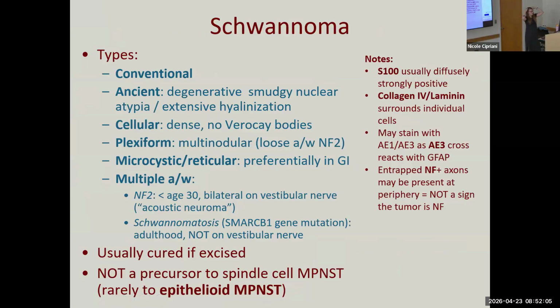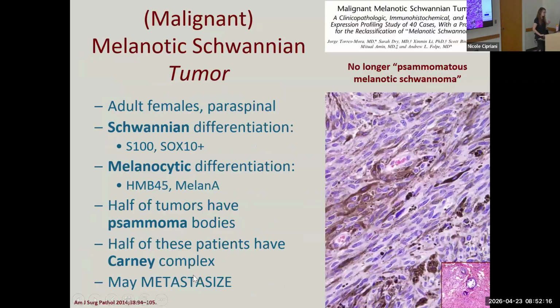So bilateral acoustic neuromas are what? Bilateral vestibular nerve schwannomas. Schwannomatosis, which is SMARCB1. Usually these do not have a risk for malignant transformation, usually, right? Unlike neurofibromas, which do. Different beast is malignant melanotic Schwannian tumor, formerly known as psammomatous melanotic schwannoma.